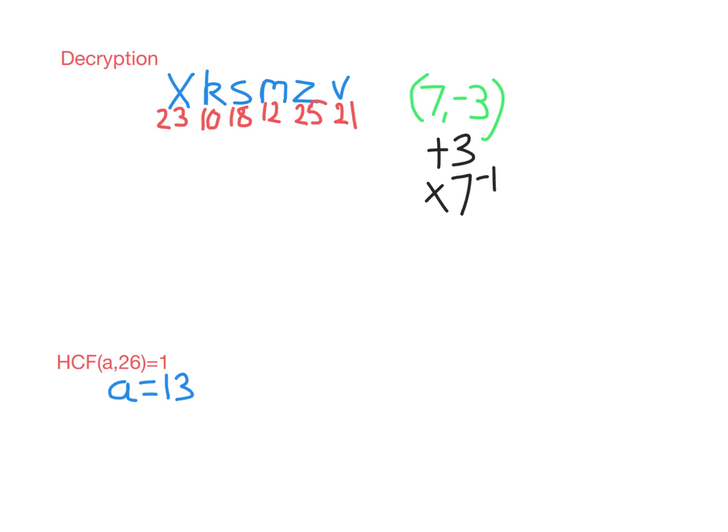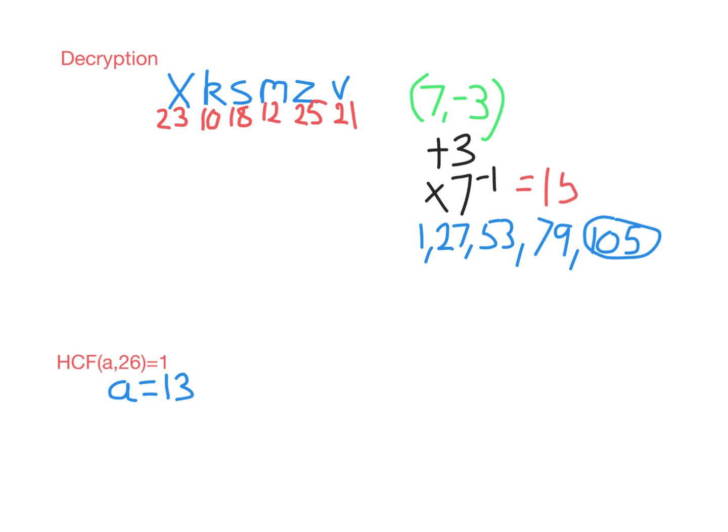Okay, so what's 7 inverse? Well, remember there's two ways that we can figure this out. Firstly, we can write all of the numbers that are equivalent to 1 mod 26. So 1, 27, 53, and so on. And then we stop when we get a multiple of 7. So that turns out to be 105. So 7 times 15 is 105, which is equivalent to 1 mod 26. So the inverse of 7 is equivalent to 15 in mod 26.